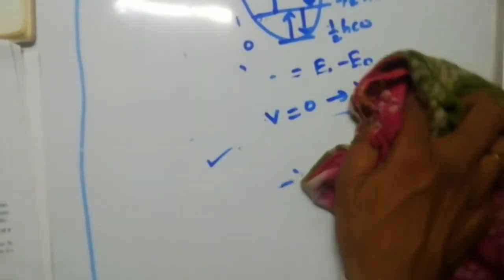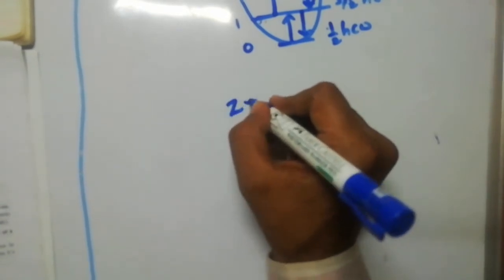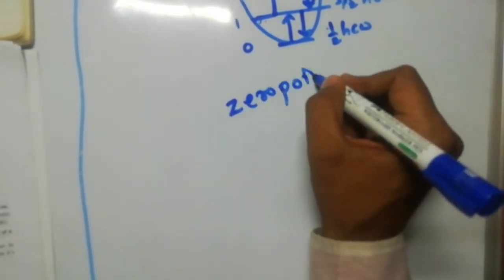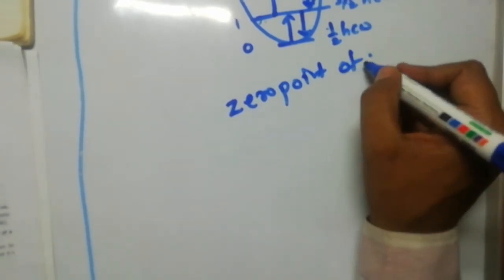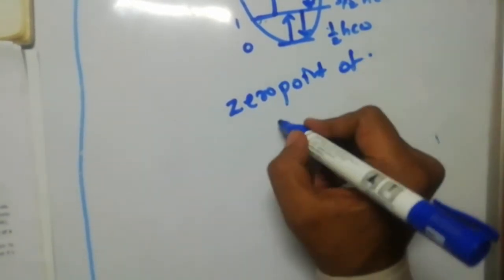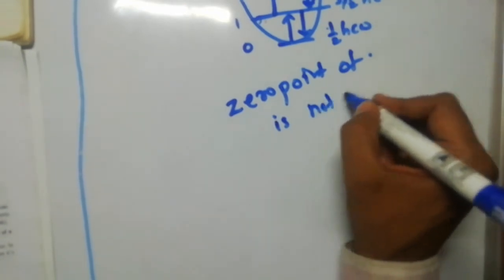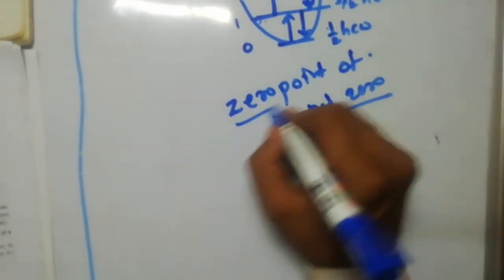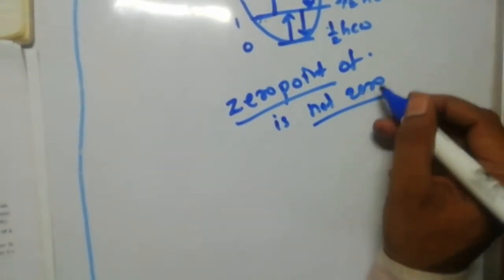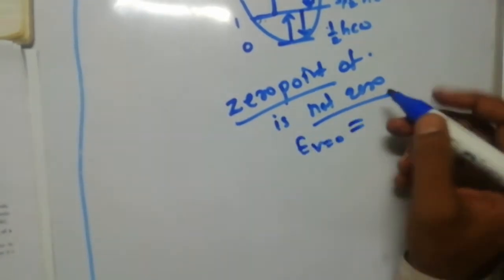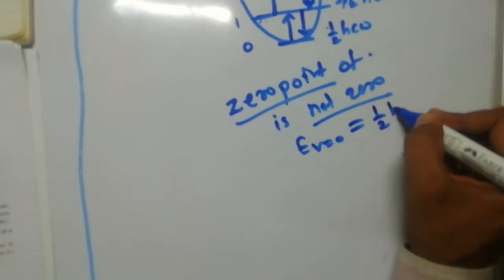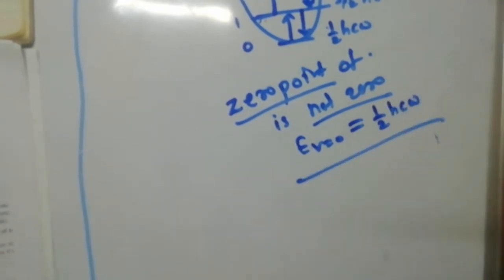One more point which I forgot to tell you about the zero point energy: the zero point energy of a simple harmonic oscillator or a heteronuclear diatomic molecule is not 0, even though the name itself indicates zero point energy. Rather, it is what? E V is equal to 0 is how much? It is equal to half H c omega.